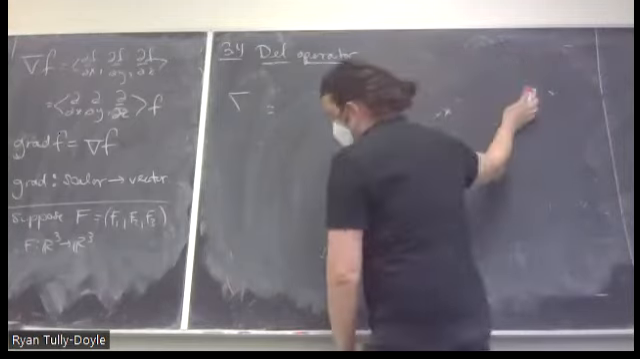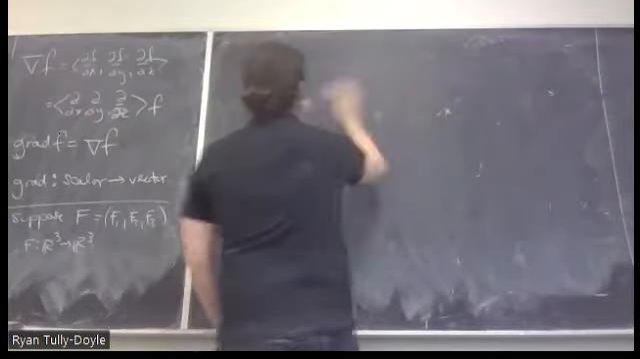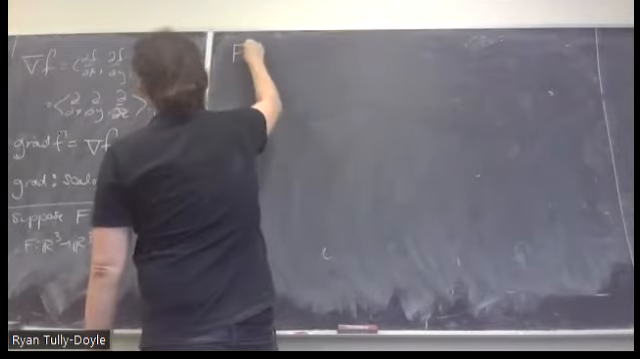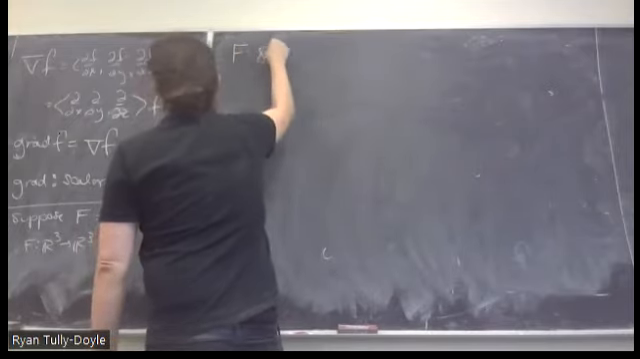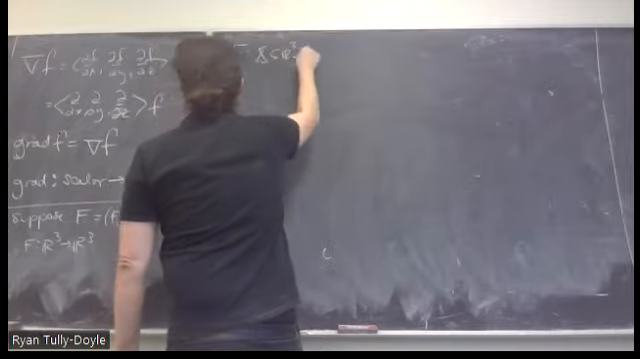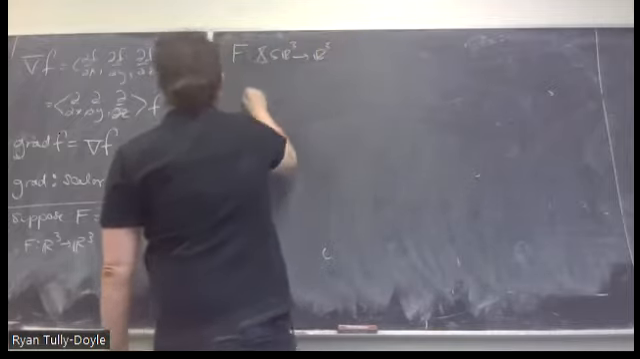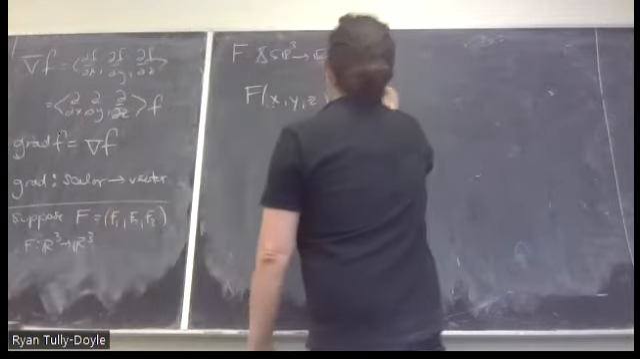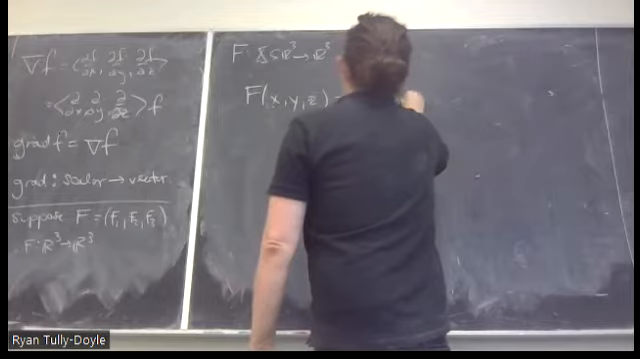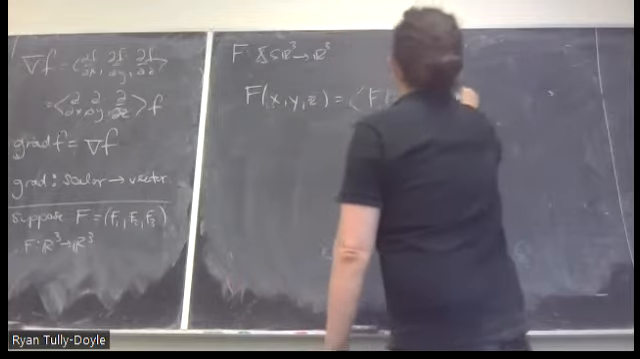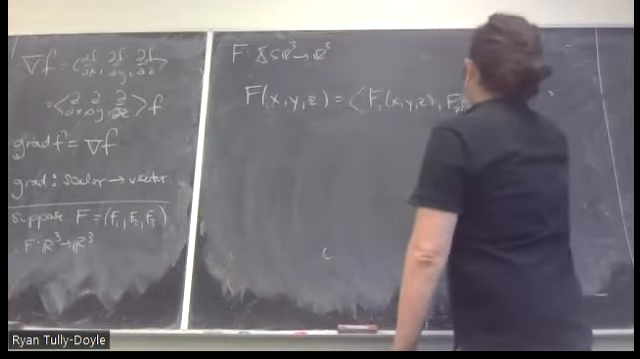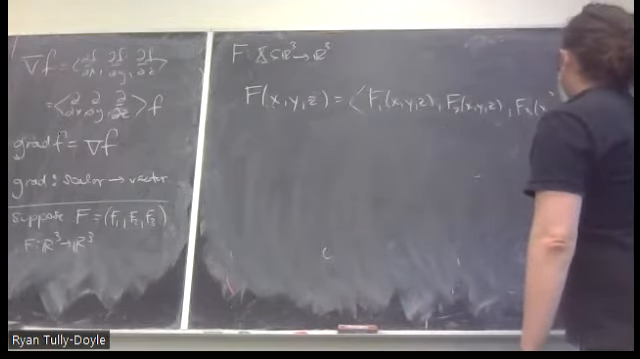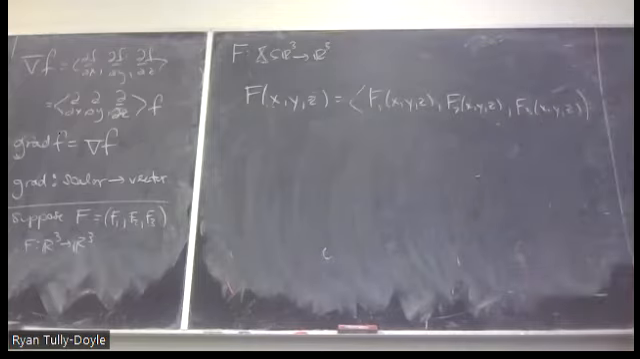So I'll write this out in longhand once so you can see what I mean. What does a 3-dimensional vector field look like? If f takes in a domain in R3 and spits out a vector in R3, then that means that f of x, y, z is equal to f1 of x, y, z, comma, f2 of x, y, z, comma, f3 of x, y, z. Make sense?